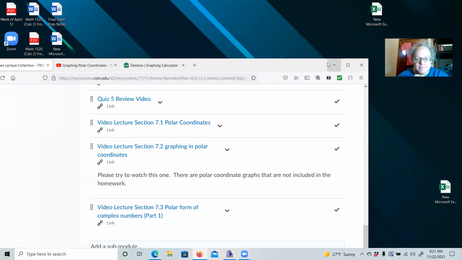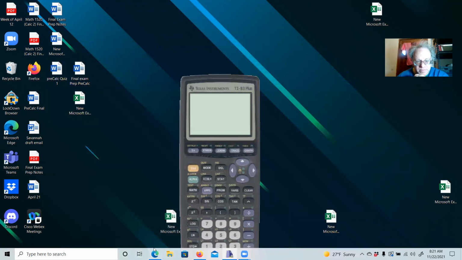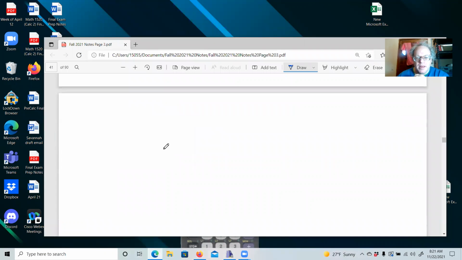I'm going to do this. Effectively, I'm just trying to give you some practice looking at some of the other polar coordinates that we have here. So try something like r is equal to 4 minus 4 cosine theta.